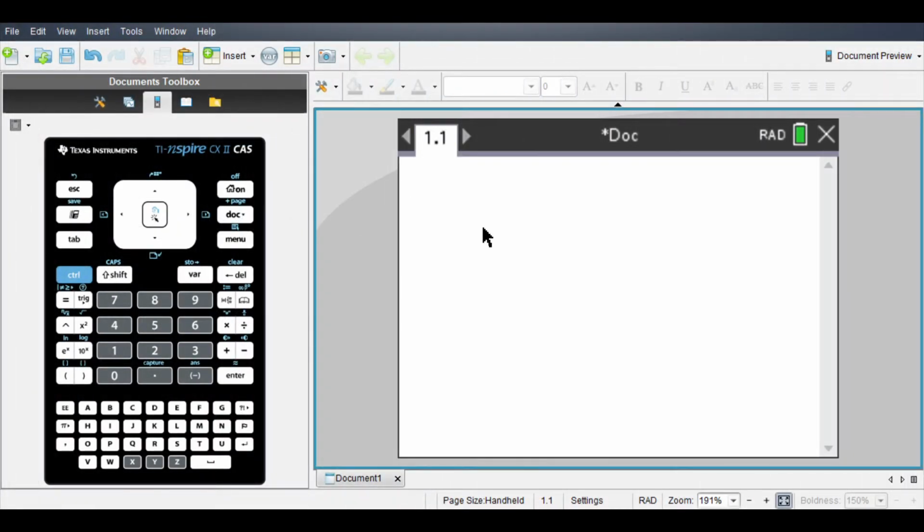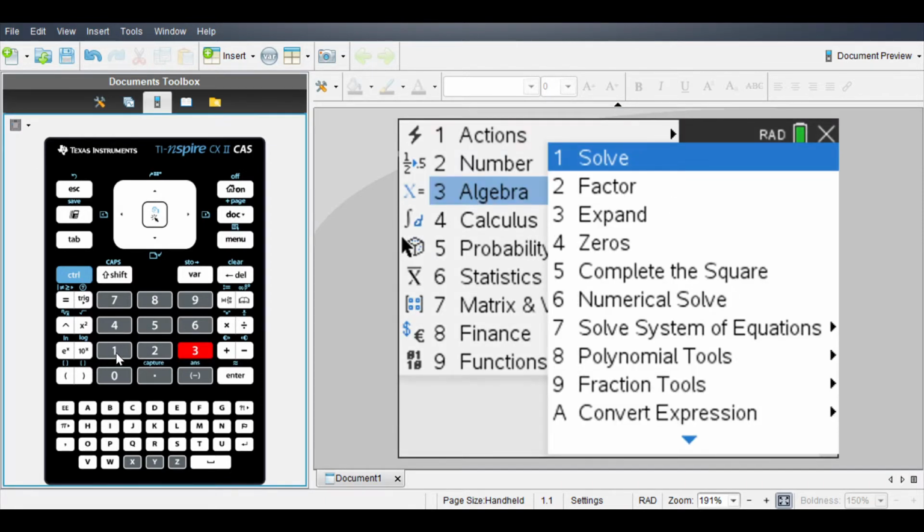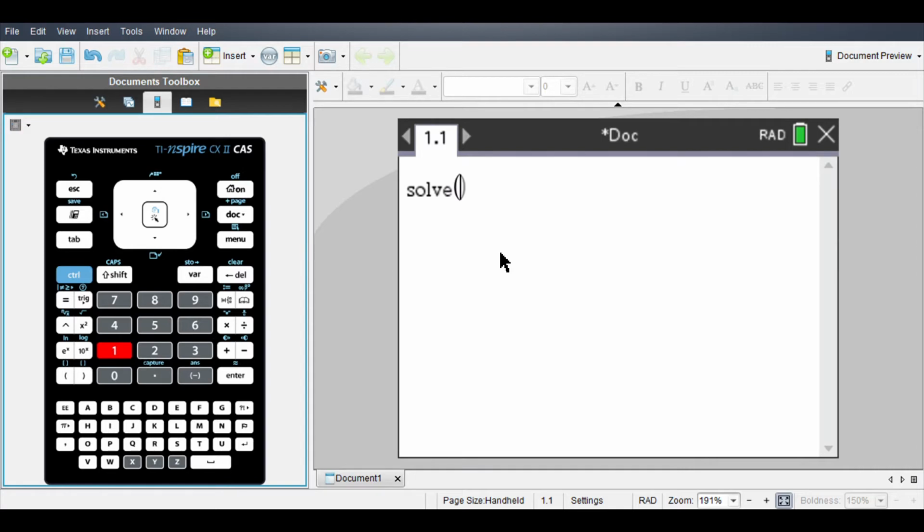First of all, I'll talk about how to solve equations, and you can do that through menu 3, 1. Then you will just type in the equation you want to solve and specify the variable, which is x in this case. Then hit enter and it will tell you the solutions.